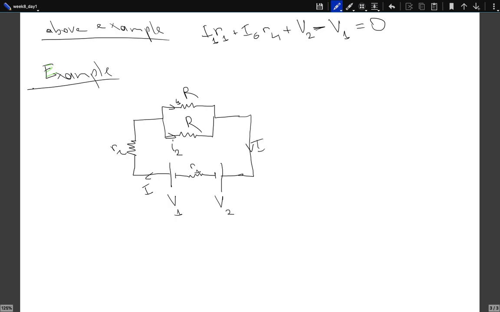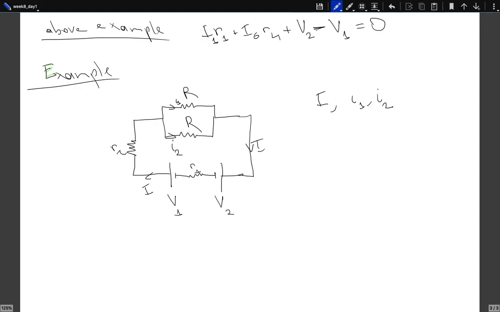I have 2 batteries. There is a resistor over here, R1, another resistor here, R2, and these 2 are equal. I labeled this current to be I1, this current to be I2. So basically, I have 3 currents that I want to determine. I don't know I, I don't know I1, I don't know I2. These are the 3 unknowns that I have.